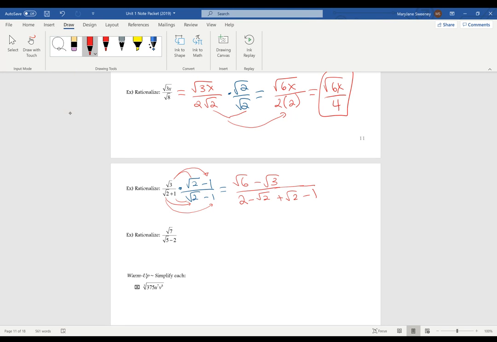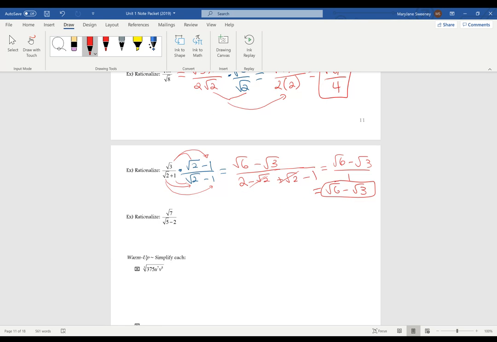So notice the reason we multiplied by what's called the conjugate, the opposite sign in the middle, is we want that negative radical 2 and the positive radical 2 to cancel each other out. We don't want to have a radical on the bottom anymore. That's the whole point of us doing this. 2 minus 1 is 1. We don't write over 1 because divided by 1 really just gives us the same thing, the numerator. So we have radical 6 over radical 3.